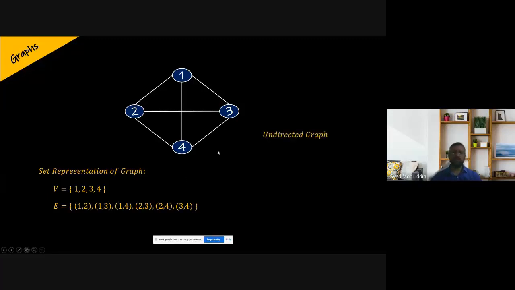Now if you look at this graph, the edges of a graph may have orientations. If the edge doesn't have an orientation, it is known as an undirected graph, and the edges of the undirected graph are unordered. So there is an edge between 1 and 3, 1 and 2, 1 and 4, with no direction, no orientation on that edge. So these edges are known as unordered edges, and a graph with unordered edges is known as an undirected graph.